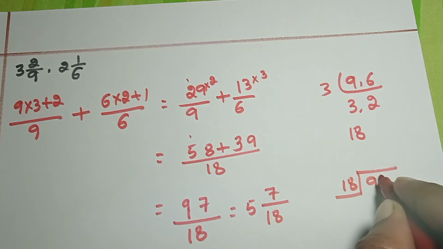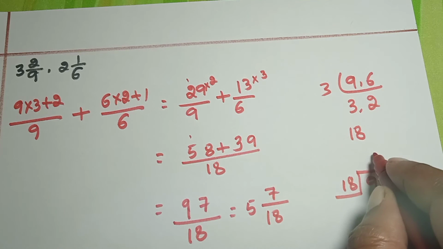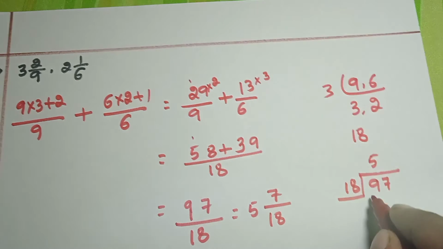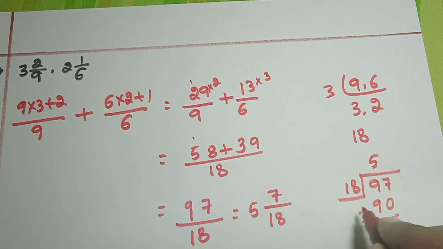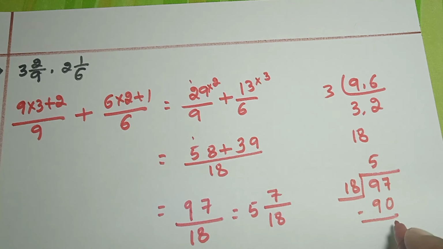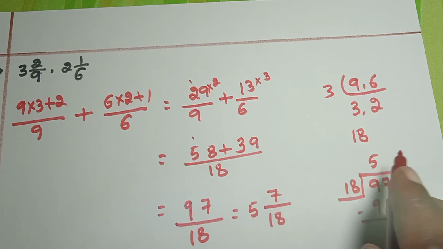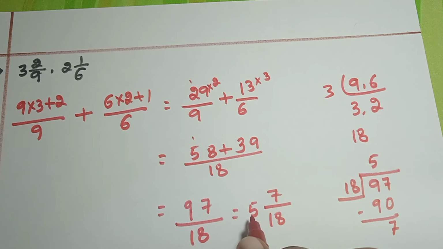Okay, should work in your home, children. 18 fives are, first we should divide like this, isn't it, children? 18 fives are 90. 7 is the remainder. This remainder we should keep in the numerator part and this quotient you should keep in the mixed number part. Okay, this is about converting improper to mixed number, mixed fraction.